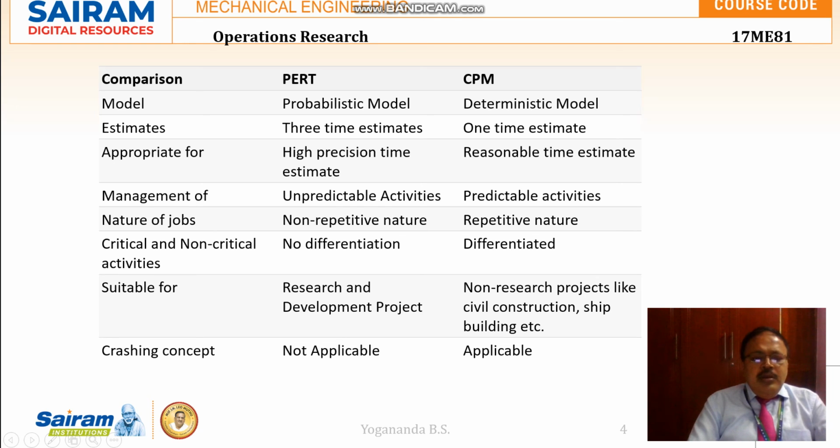Crashing: if we consider time more precious than money, and we are ready to spare some more funds but want to reduce the project completion time, then we are crashing the activities. That is, by investing more money the duration of the activities will be reduced, but definitely it results in an increase in the cost of the project. So PERT will not consider this crashing concept, whereas CPM will consider the crashing concept.